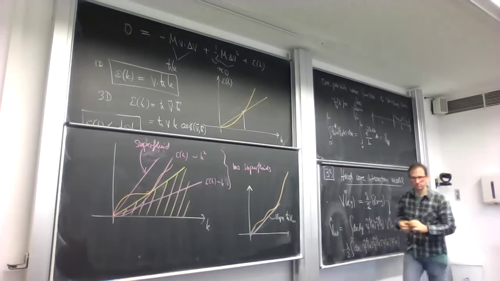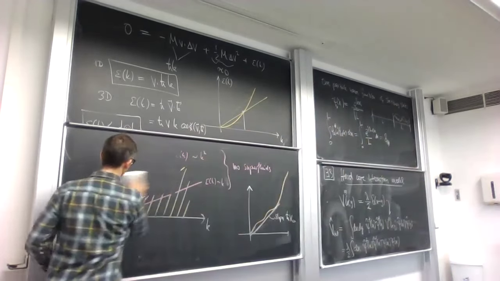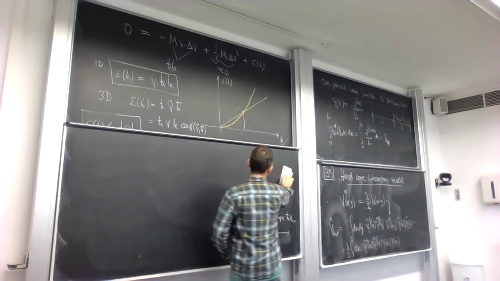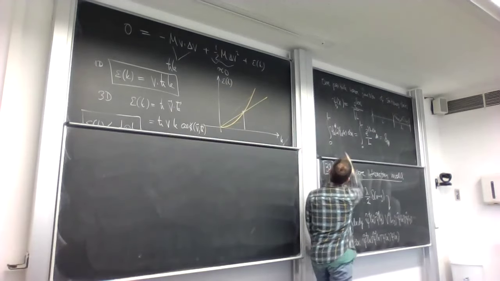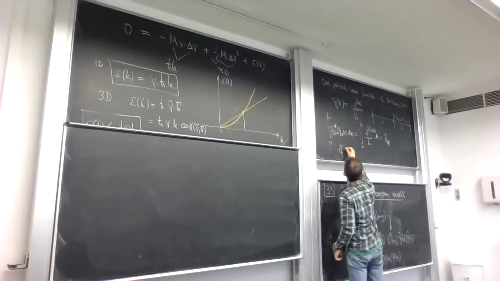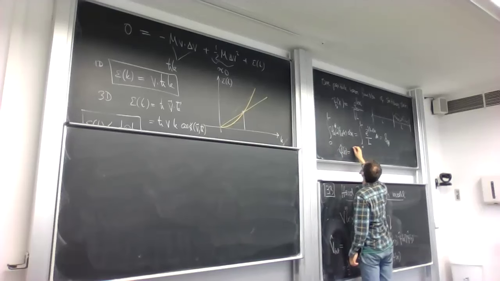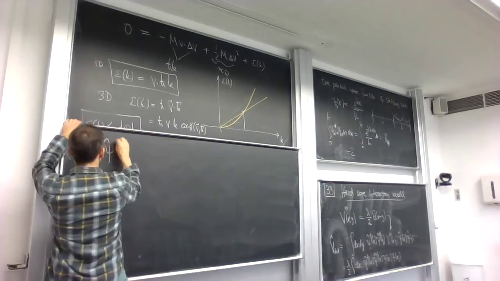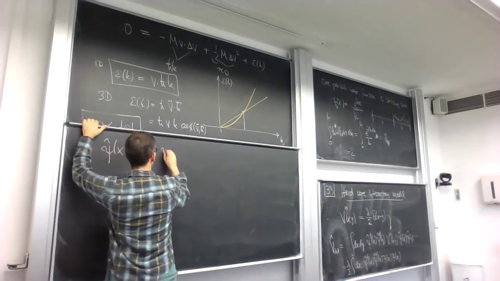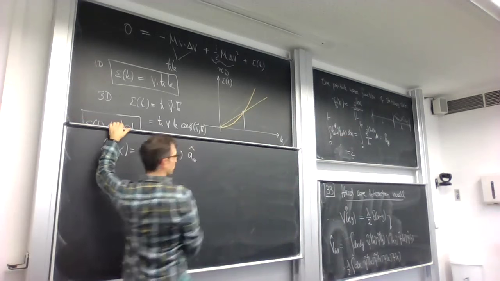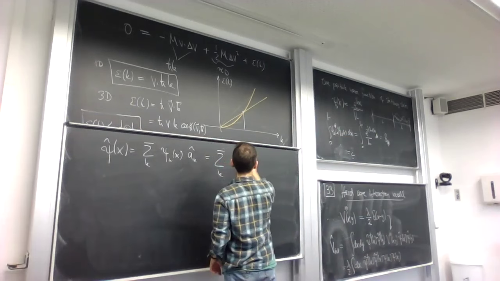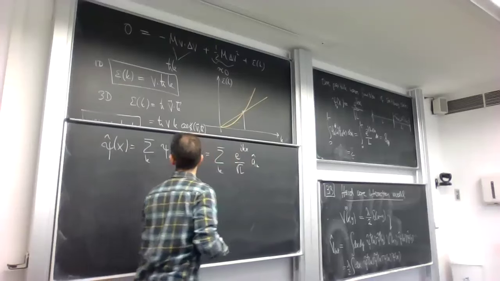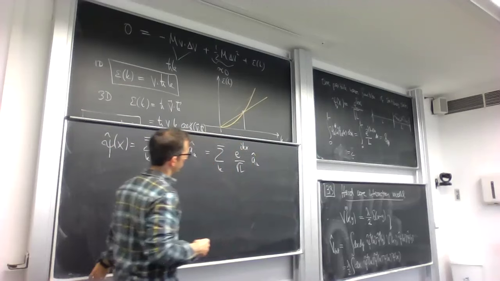So let's just stick with this and insert it into the formula down here. Now I have to produce the field operator. Psi of x is the sum over all k of psi k of x times a k. Do you remember from last week? Now we have the sum over k of e to the i k x over square root of L times a k. And the dagger is the complex conjugate, and here's the raising operator.